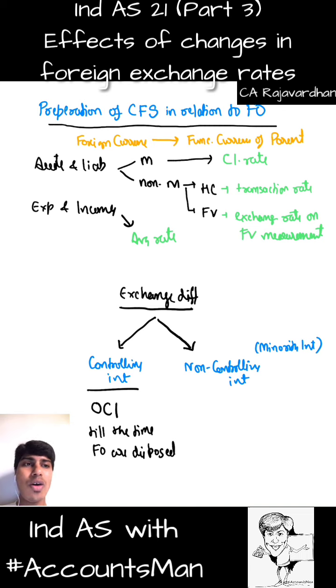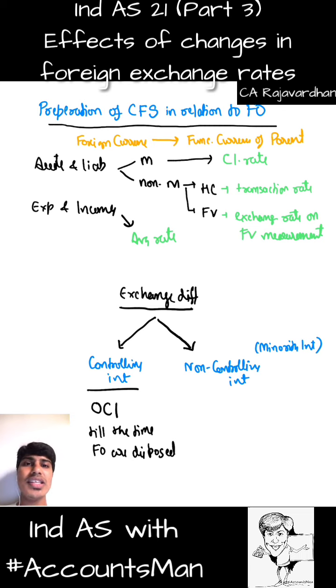When I either acquire or completely dispose of my foreign operations, I will transfer that part to my P&L. Till then, the exchange difference arising on translation of foreign operations to functional currency will remain in my OCI only, and on disposal or complete acquisition, it will be transferred to my P&L. Till then, it will completely remain in my OCI exclusively. And this is only the controlling interest share in that exchange difference.